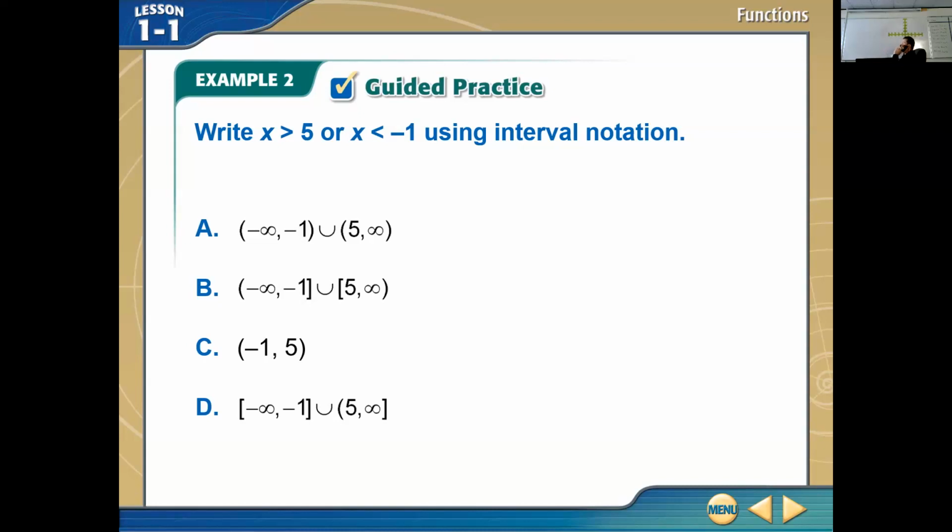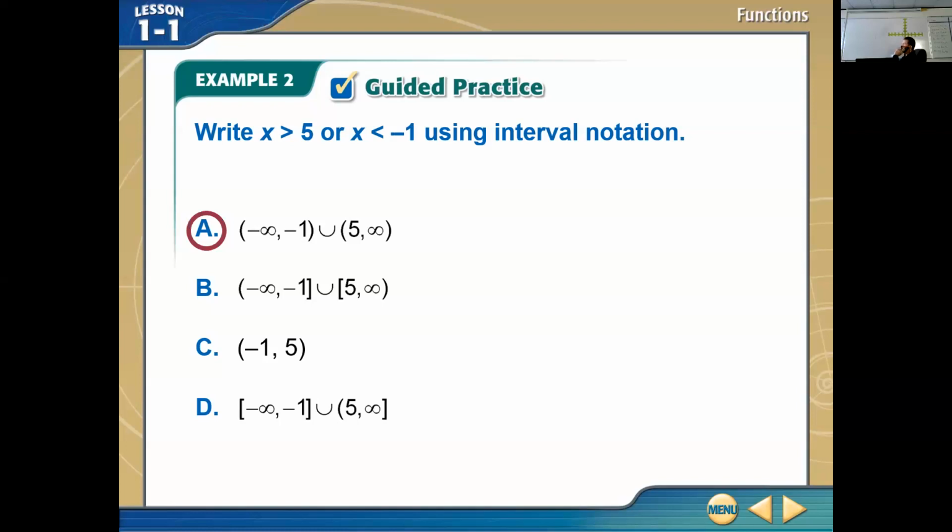Looking at B, it goes from -infinity to a -1 with a bracket. Once again, this answer can't be there because we are dealing with greater than or less than, not representing equal to. So from the process of elimination, we found that our answer has to be A, -infinity to -1 with a union of 5 to positive infinity.